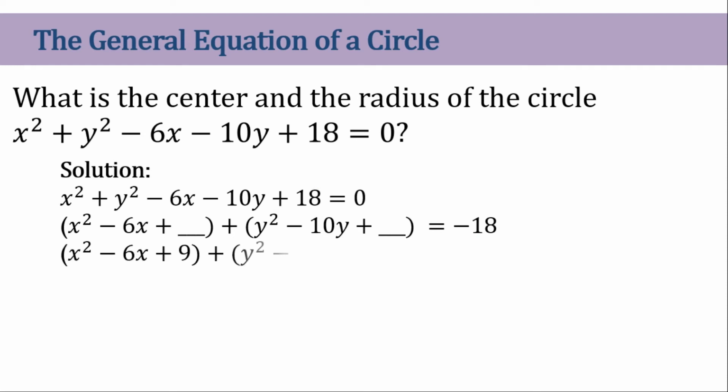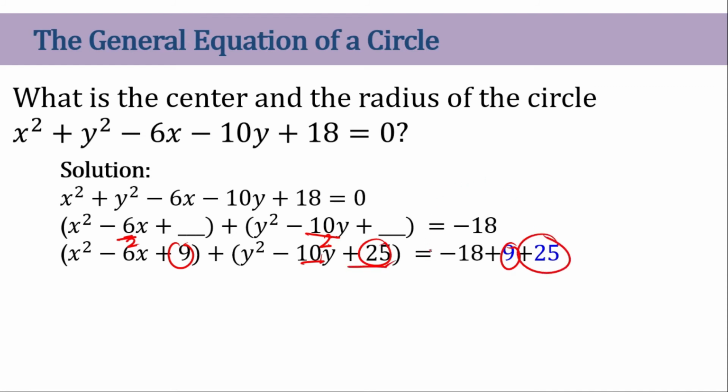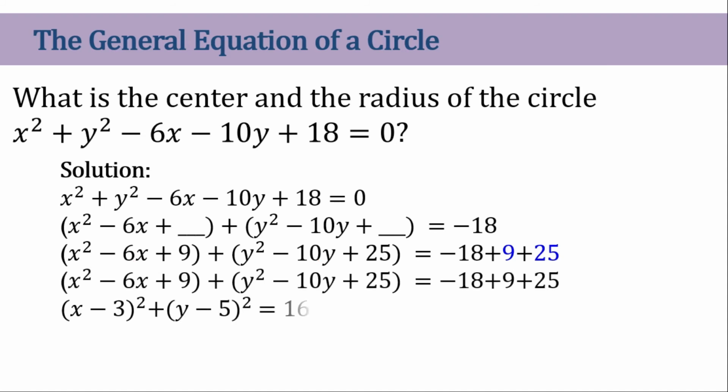Now, 6 divided by 2 is 3. Squared is 9. So you add 9 here, you add 9 as well on the other side. 10 divided by 2 is 5. 5 squared is 25. So you add 25 here, you add 25 again on the other side. Then transform these two into squared binomials. That's it.